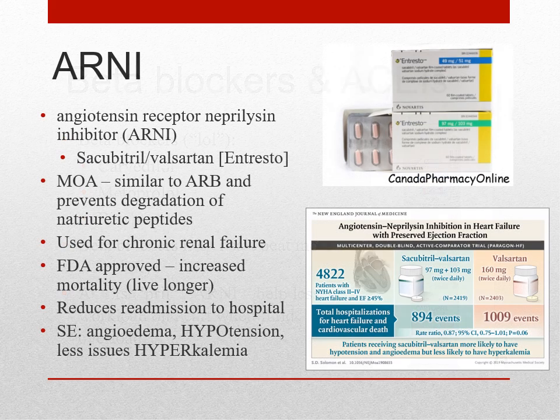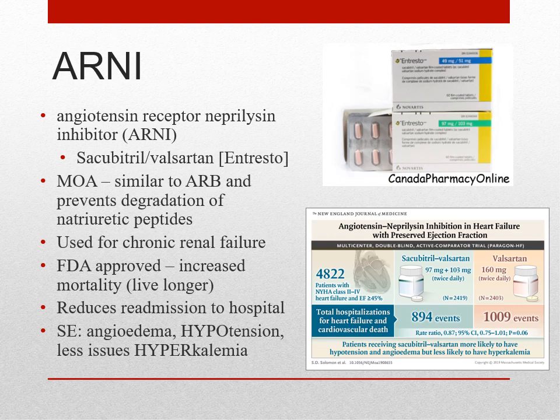The ARNI is an angiotensin receptor-neprilysin inhibitor. You've probably seen the commercials for Entresto. Entresto is a combination drug. Notice that one of the drugs in Entresto is valsartan, and sartan is an angiotensin receptor blocker, which also works through the kidneys. It's very similar to an ACE inhibitor, but it works differently because it actually works on the receptors.